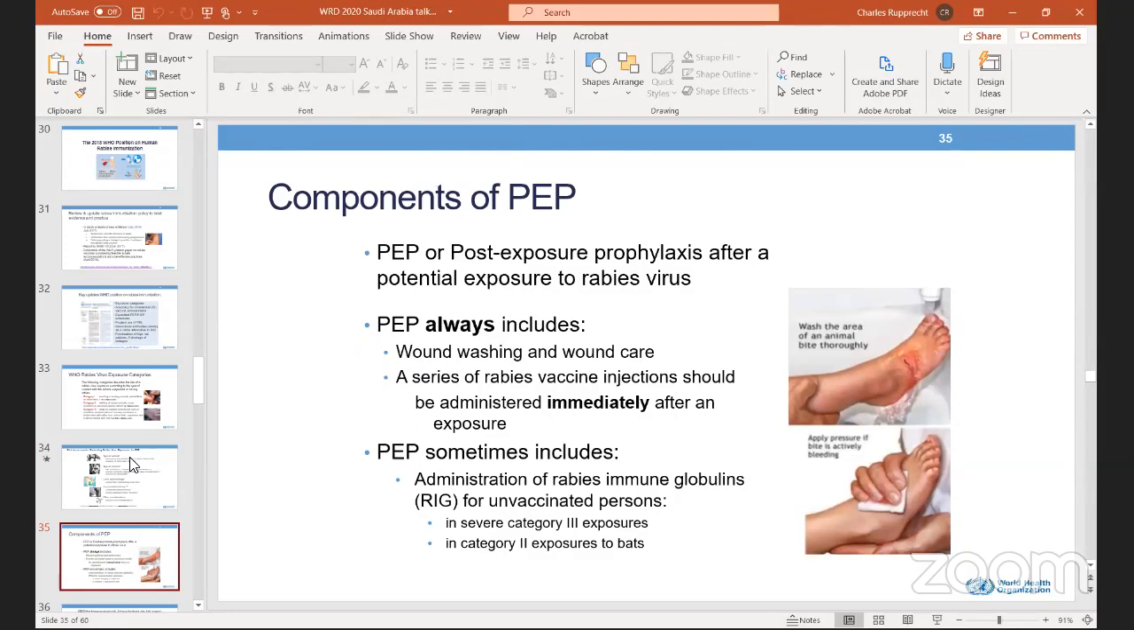As you would with any animal bite, thorough washing, wound cleansing for at least 15 minutes with soap and water. It always involves that. In fact, we know that thorough washing with soap and water greatly decreases the relative risk of rabies acquisition. And then depending upon the exposure, for example, category 3 in the WHO definition of exposure, it may also involve rabies immune globulins.